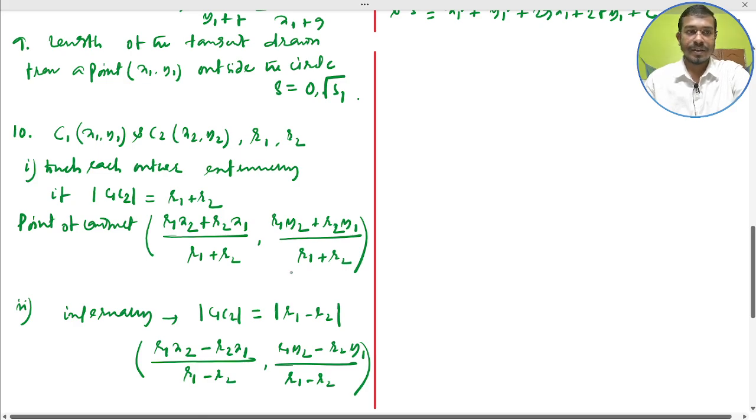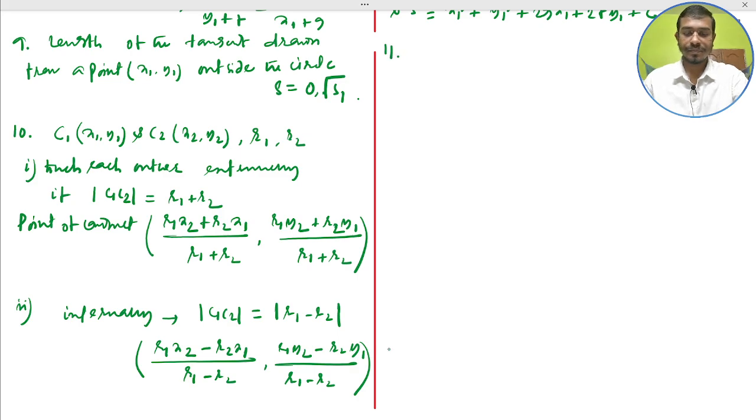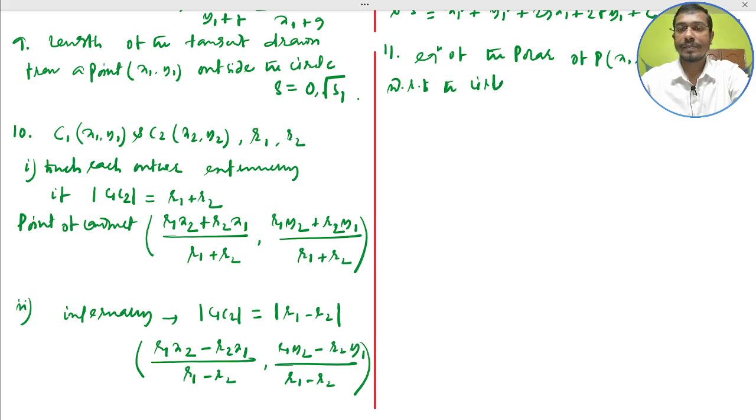Next, number 11. Equation of the polar of P, coordinate x1, y1, with respect to the circle S equivalent to x square plus y square plus 2gx plus 2fy plus c is equal to 0. This is T equal to 0, tangent equal to 0.